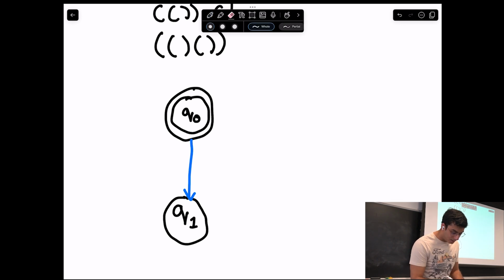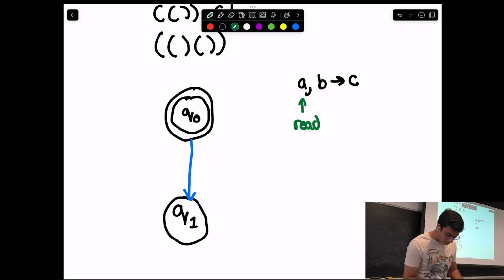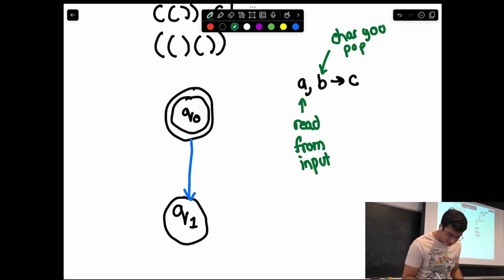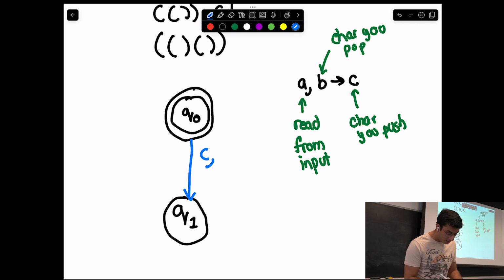So recall, just for clarity, this is the character that you read from the input string. This is the character that you pop in the transition function. And this is the character you push. So you're saying if I see a parenthesis, push it onto the stack. So I read an open parenthesis from the string, I pop nothing off of the stack, and I push the open parenthesis onto the stack.